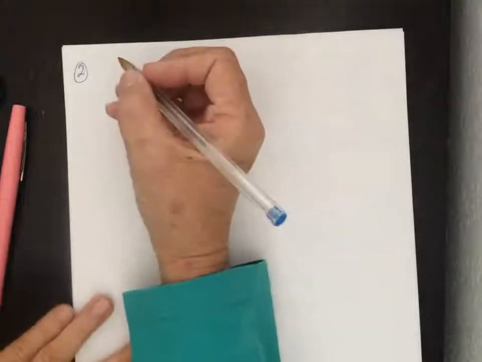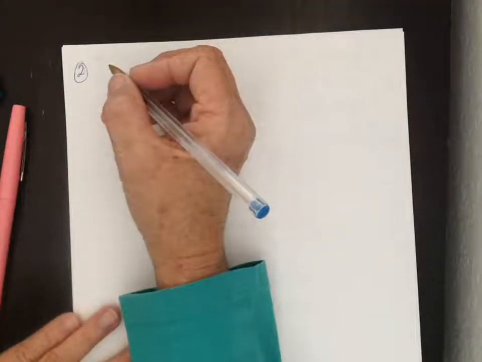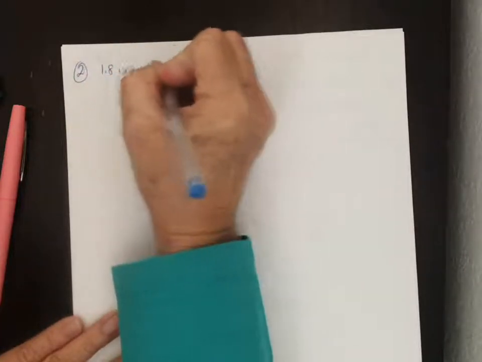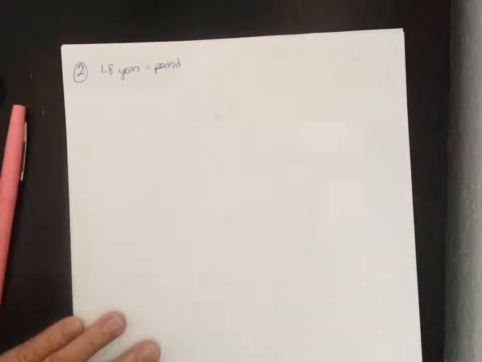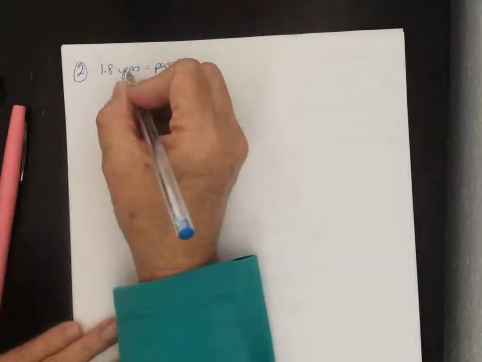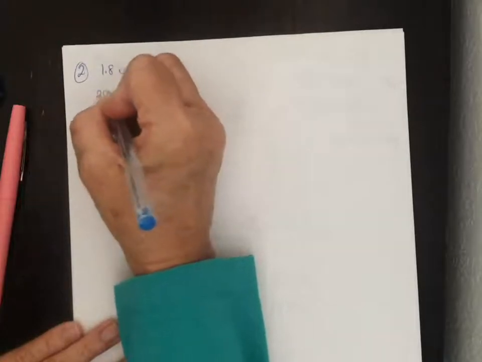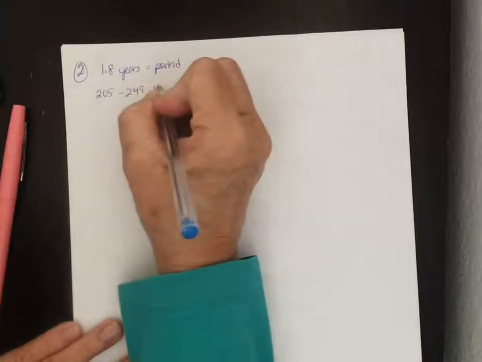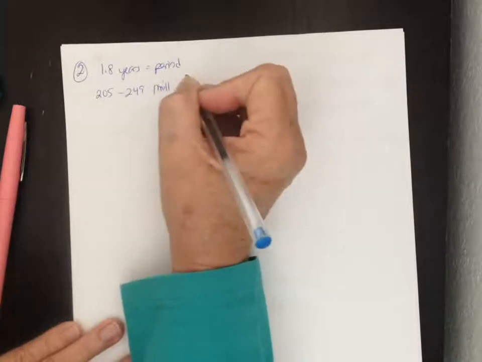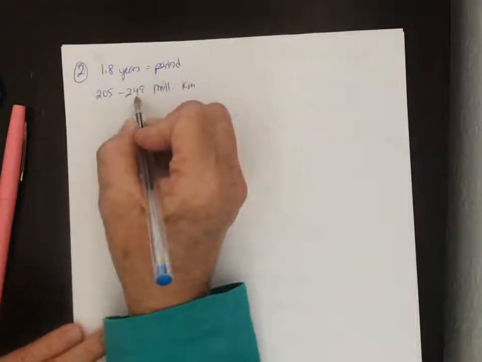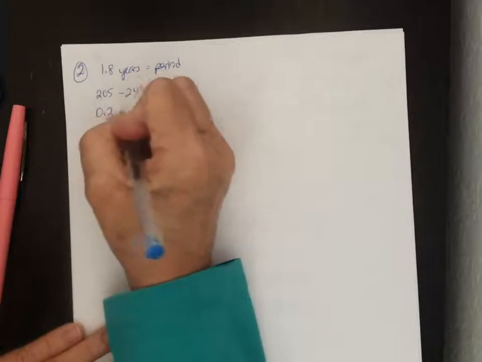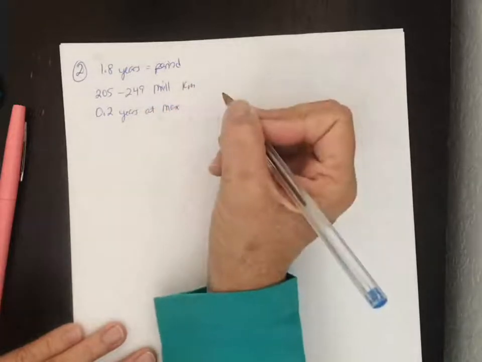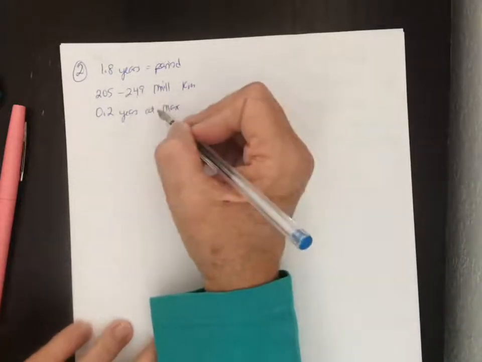So our second problem involves Mars rotating around the sun. And it takes 1.8 years, so that equals my period. So we know our time unit is going to be years. And the distance varies from 205 million kilometers to 249 million kilometers. Okay, so that's our minimum and our maximum. And after 0.2 years, Mars is at the max of 249 million kilometers from the sun.